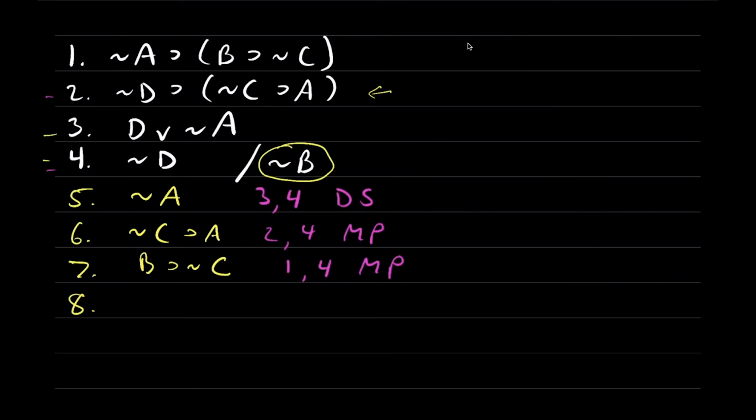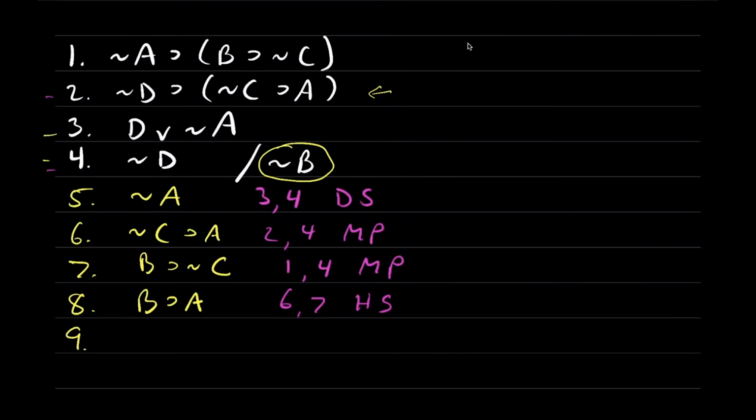Now notice line 6 and 7. Again, you've got 2 conditionals and the consequent of one is the antecedent of the other. Line 7 says B implies not C, but line 6 tells us that not C in turn implies A. We know from that that B implies A. And that would follow from lines 6 and 7 by hypothetical syllogism, HS.